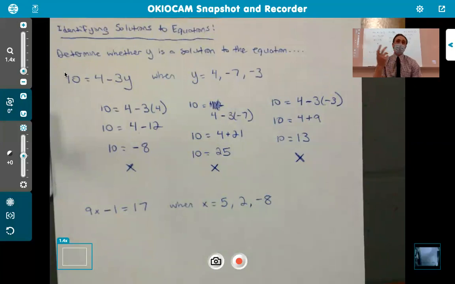That's pretty much the question that you're going to get. It's going to give you an equation and a list of values for X or Y or whatever the variable is. Plug them in. If it's the same on either side, you're good. It's a solution. If they're not, then it is not a solution.